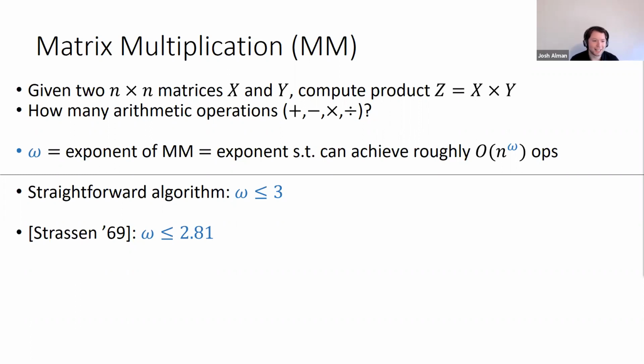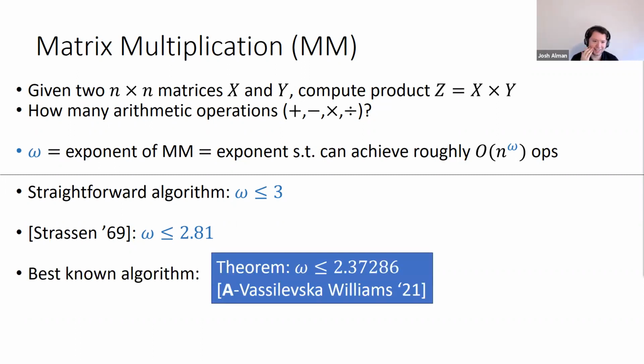And then since then, there's been a lot of work on the problem, as shown in the graph I showed on the first slide, leading up to the best known algorithm today, which comes from this recent joint work with Virginia Vassilevska Williams, where we showed omega is at most 2.37286.